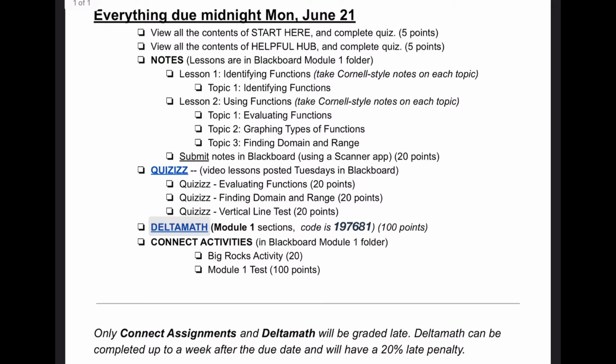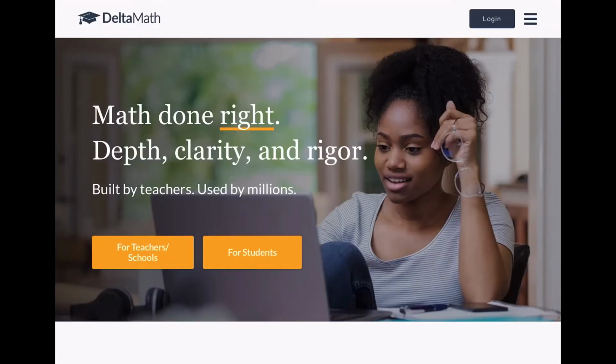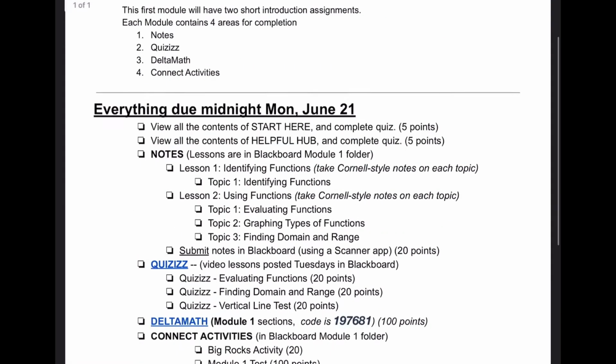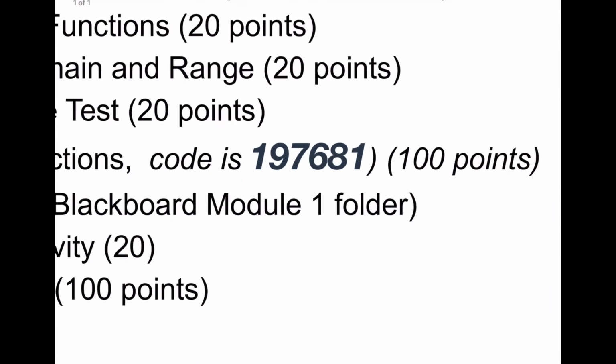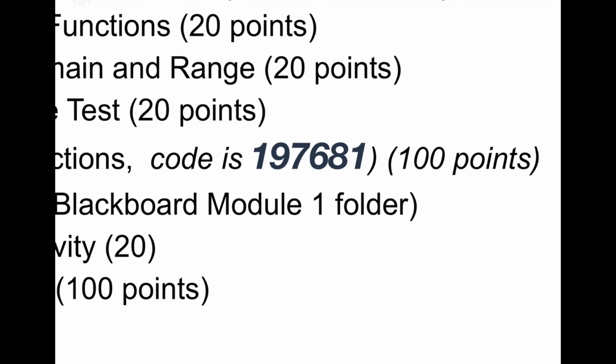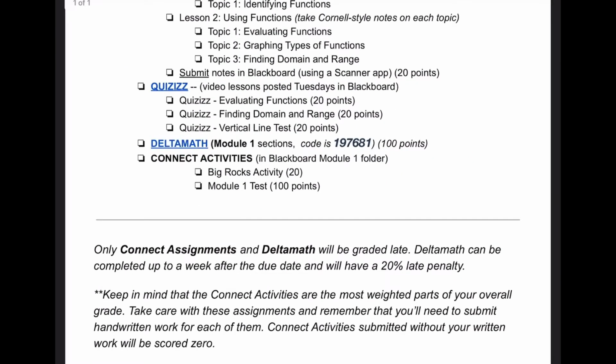Delta Math, you'll click on that and it'll bring you to this login page. Go ahead and log in, set up an account, and then there's a code, 197681, that you'll need to enter in, and then it'll put you in the class, and you'll see the Module 1 Delta Math assignments, and you can get started with those.